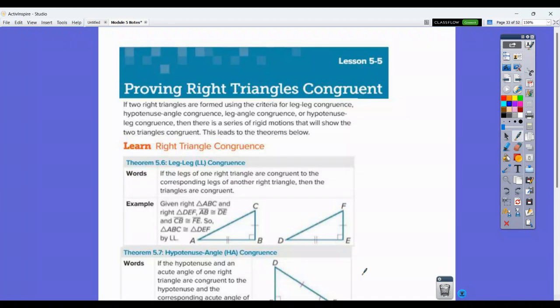Hey students, we've got lesson 5.5 here, proving right triangles congruent. So let's get right at it. First off, I want you to list all of the ways you know so far to prove triangles congruent.